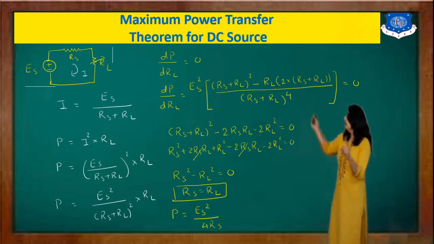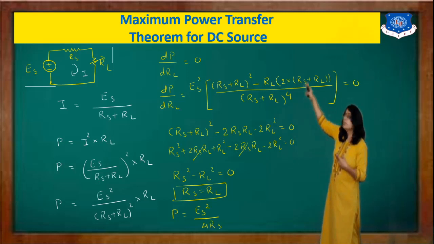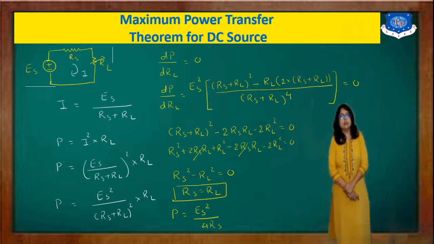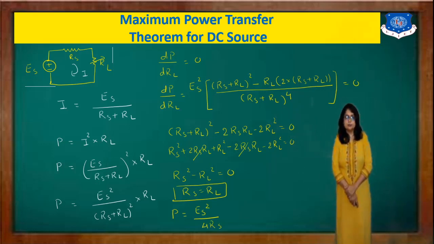So in the example of the maximum power transfer, first you have to apply the Thevenin theorem. So what will we do? We will just remove the RL. We will find the VTH and RTH, connect those two in series, and then the load resistance. And then we can say that P equals what? This is ES square upon 4RS.